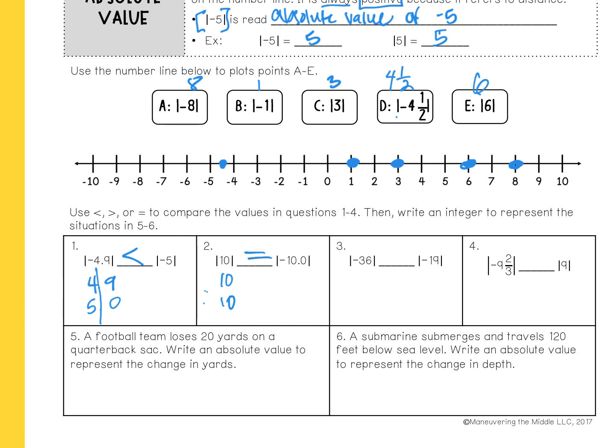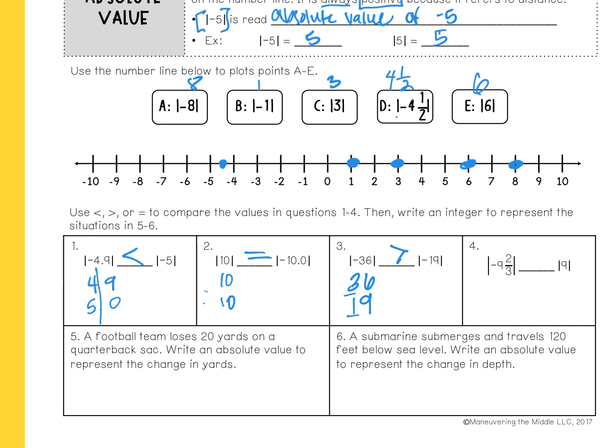Now we have the absolute value of negative 36 and the absolute value of negative 19. So we know absolute value always has to be positive. So absolute value of negative 36 is 36, and the absolute value of negative 19 is 19. And when we look at these, we know that 3 is greater than 1, so 36 is greater than 19.